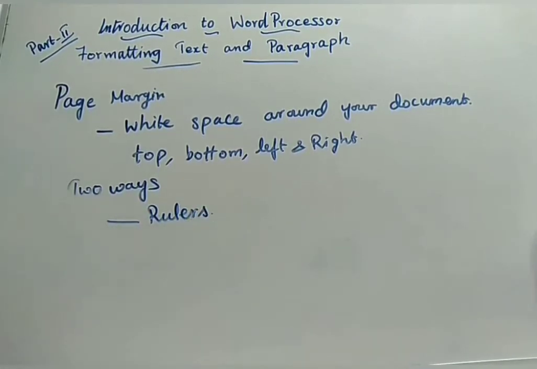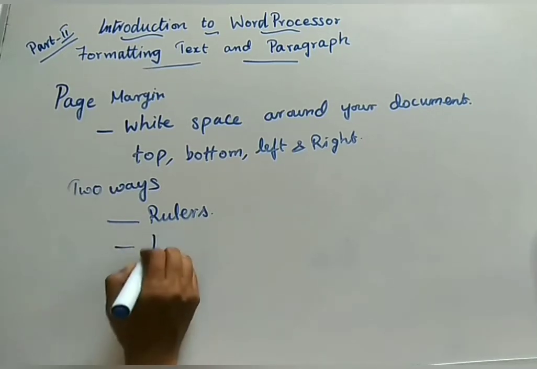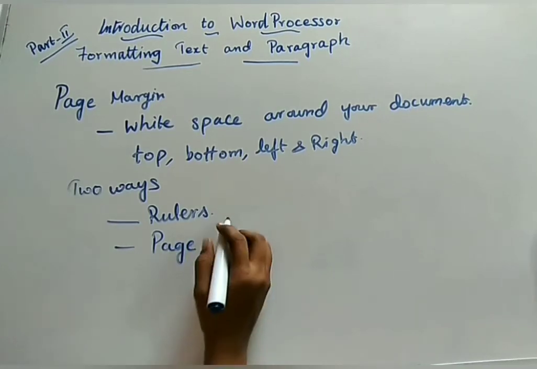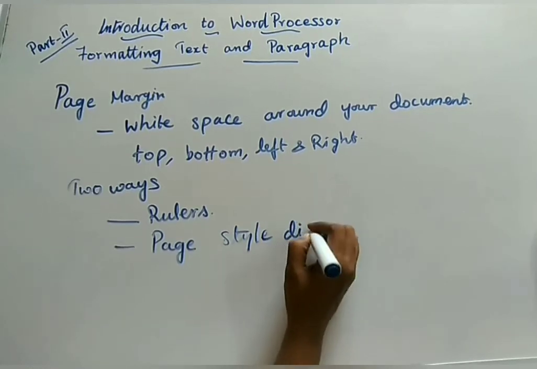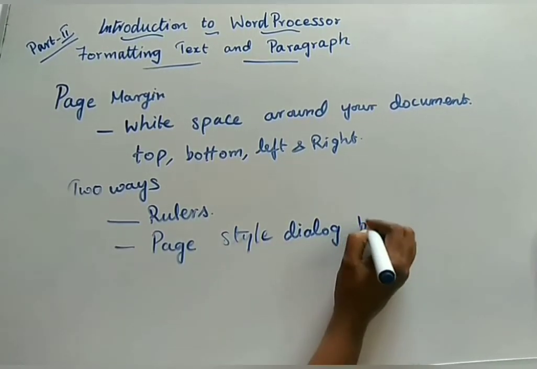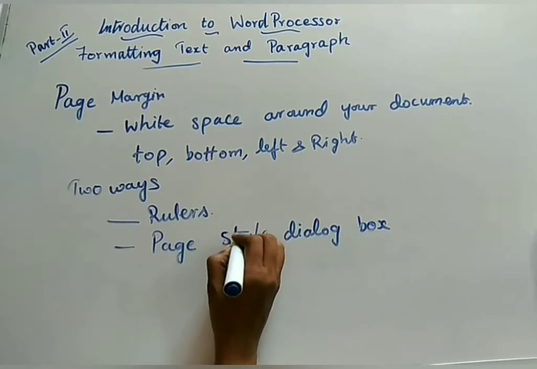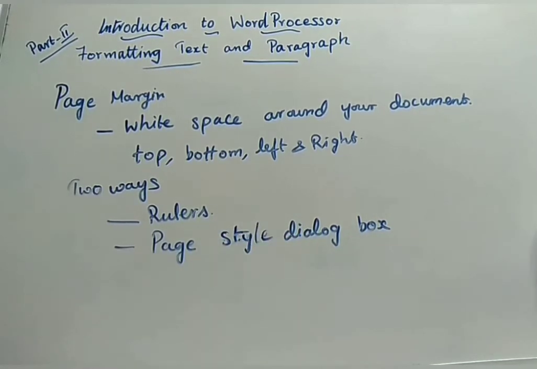So already, in the parts of the Writer window we have discussed, that is the elements of the OpenOffice Writer window, we have discussed what a ruler is. Yes, by adjusting the ruler also you can set the page margin. Similarly, another method is by using your page style dialog box. So the first method is by using the rulers, which you can do manually. And the next method is by using a page style dialog box.